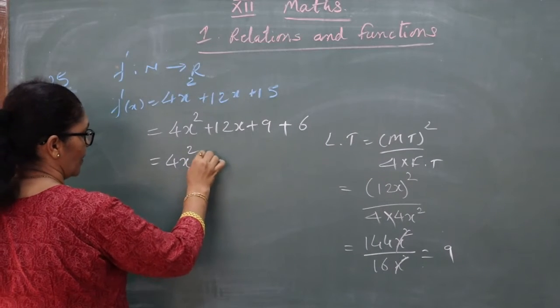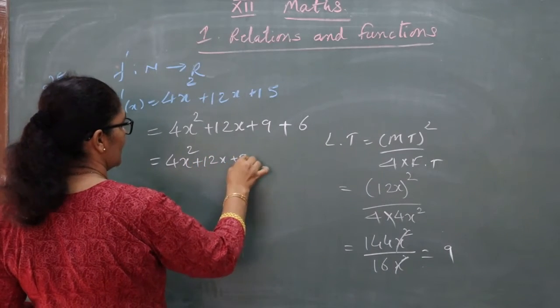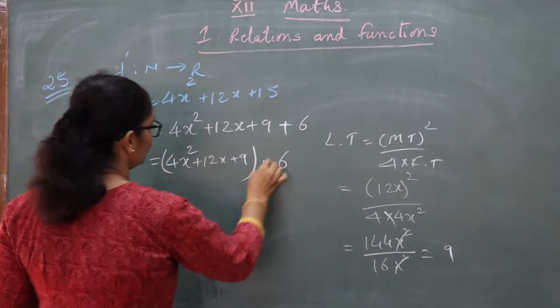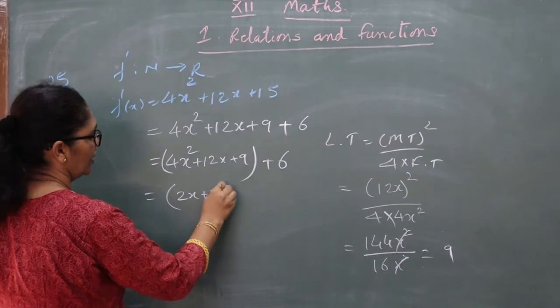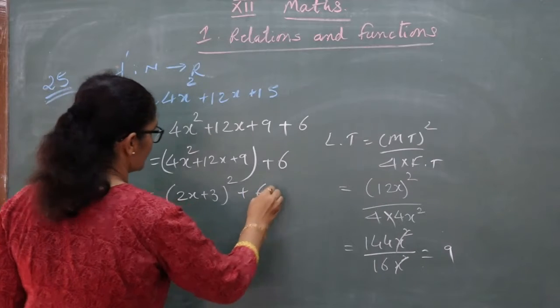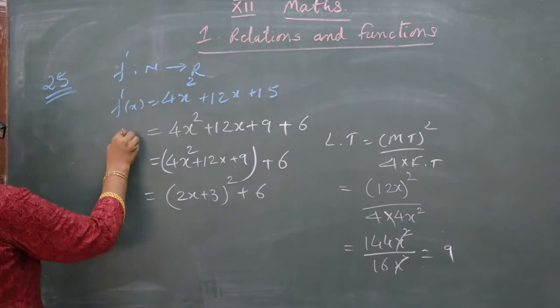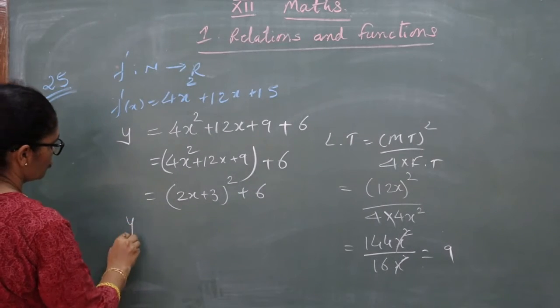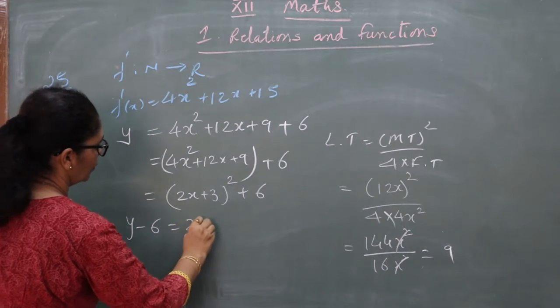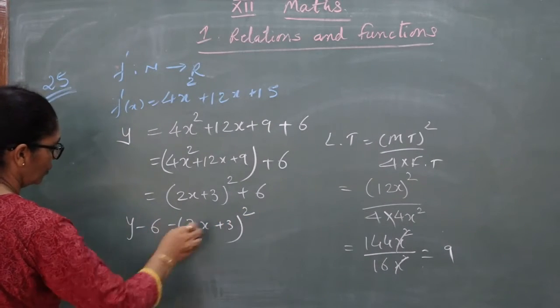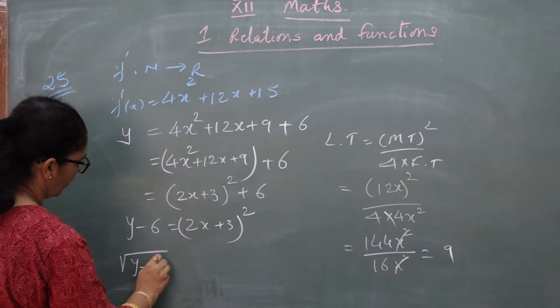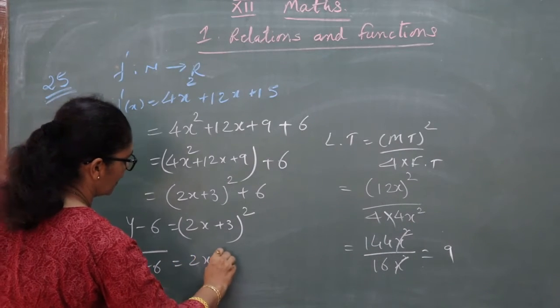So 4x square plus 12x plus 9 make a one term. So this became (2x plus 3) whole square plus 6. Now let's arrange it. We are taking this as a y. So y minus 6 equal to (2x plus 3) whole square. Now taking root on both sides. So y minus 6 equal to 2x plus 3.